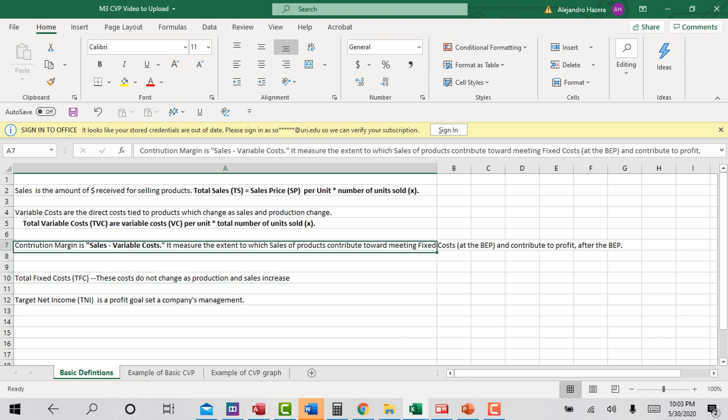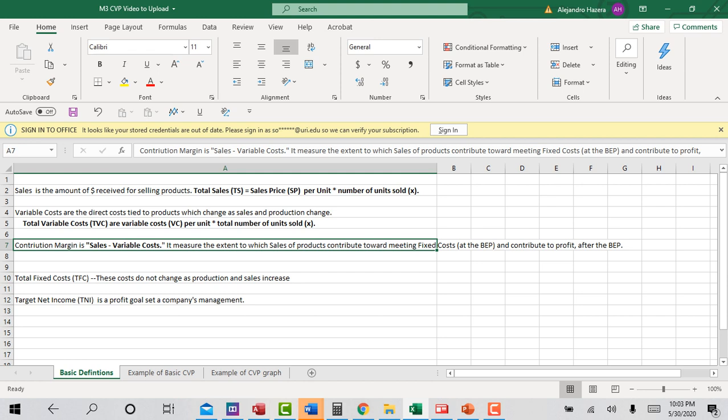And the rest of the definition should be pretty good. It measures the extent to which sales of products contribute toward meeting fixed costs and at the break-even point, and then contribute to profit after the break-even point. So the contribution margin, think of the words, contribution margin.